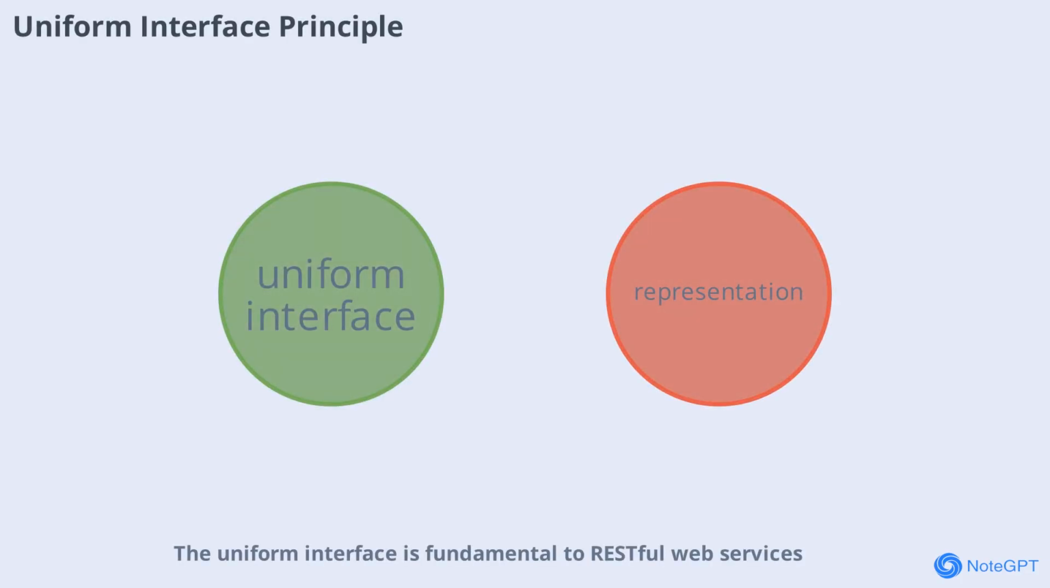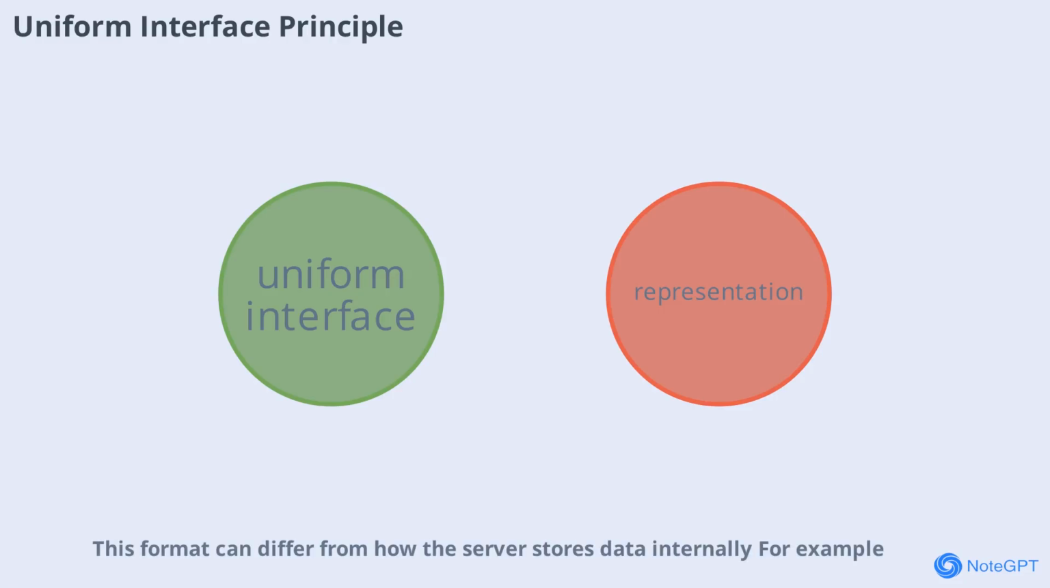Uniform interface is fundamental to web services. It means that information is transferred in a standard format called a representation. This format can differ from how the server stores data internally. For example, data might be stored as text but sent as HTML or JSON. A consistent interface simplifies client-server interactions and promotes interoperability.